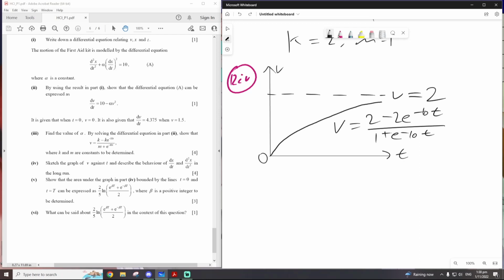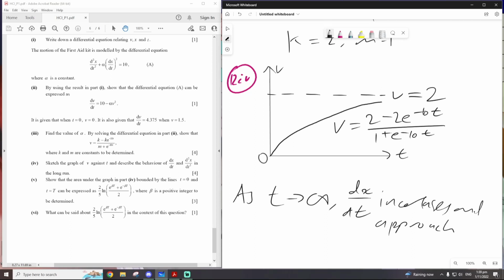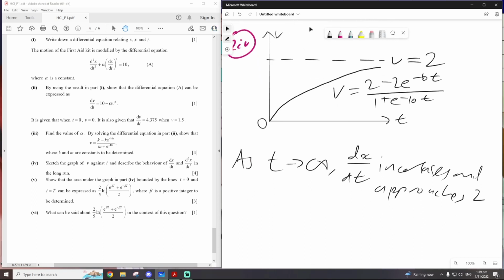So what does dx/dt do as t tends to infinity? What happens to dx/dt and d²x/dt²? You can see from the graph that v is dx/dt, by the way, so it's an increasing function. You can clearly see that dx/dt increases and approaches 2. Okay, so I think you need to state the limit as well as which direction it's coming from.